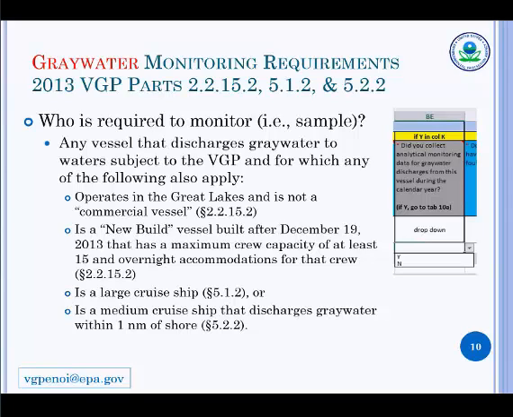1. The vessel operates in the Great Lakes and is not a commercial vessel. 2. The vessel is a new build vessel that has a maximum crew capacity of at least 15 and overnight accommodations for that crew. Or 3. It's a large cruise ship. Or 4. It's a medium cruise ship that discharges gray water within 1 nautical mile of shore.